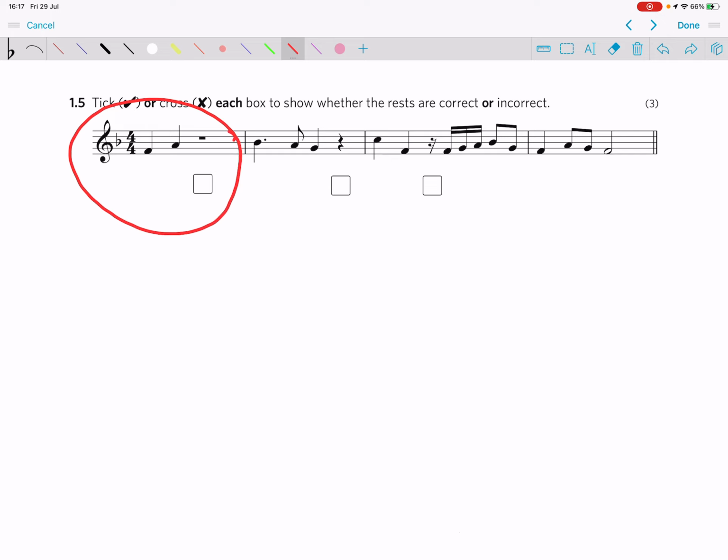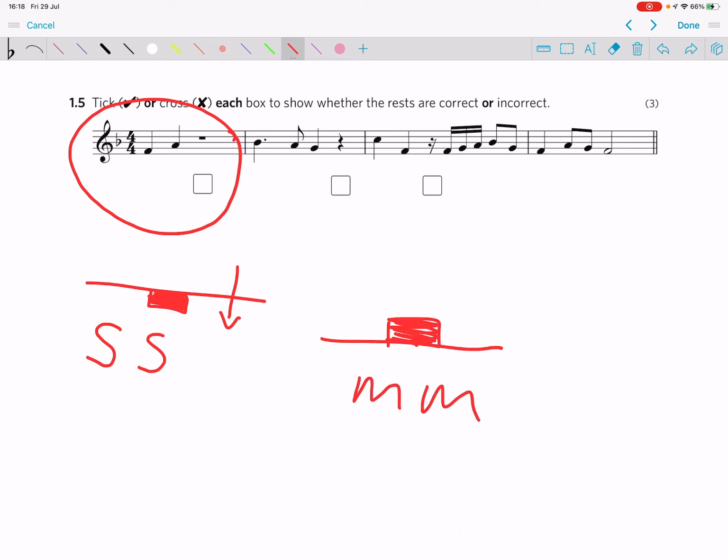So we know the time signature is 4/4, which means 4 crotchet beats in the bar, and we have a rest. Now we have to work out what rest that is. Is it a semibreve rest or is it a minim rest? If it is hanging from the ceiling, suspended down, it's a suspended semibreve. If it is sitting on the line, it is a mounted minim. Okay, those are the 2 things to know to start with.